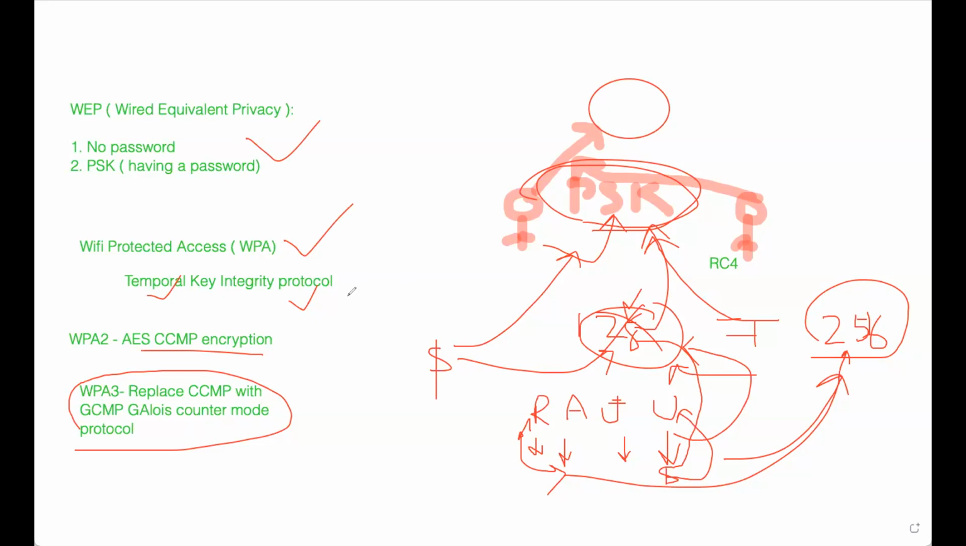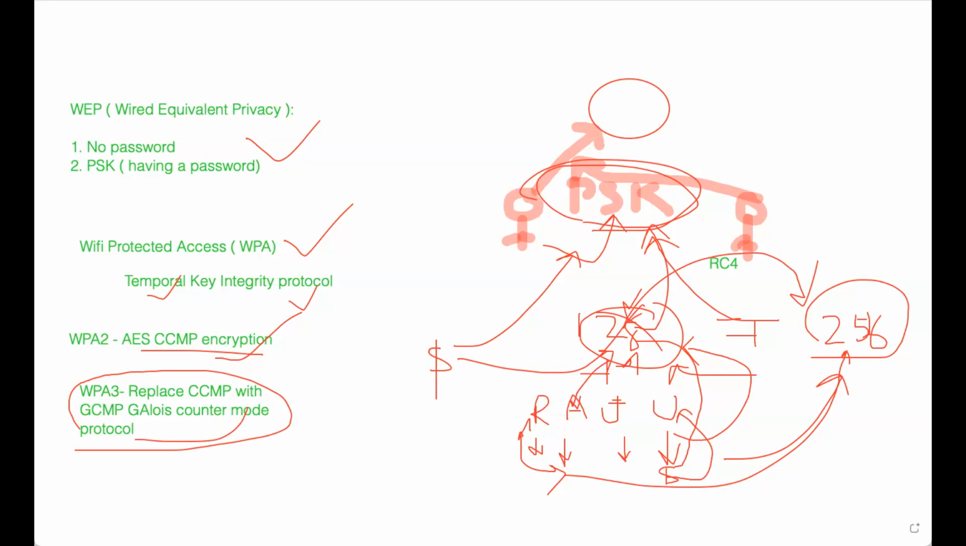And with WPA2, they came with AES CCMP encryption, where they added the symbols plus 128 bits, and with WPA3 they moved from 128 to 256. So that's how they made the wireless connectivity more secure. I mean, the password more secure.